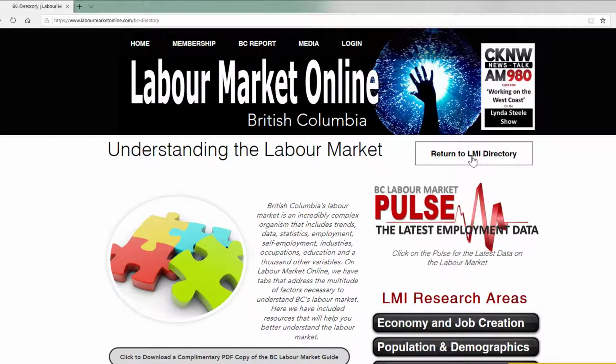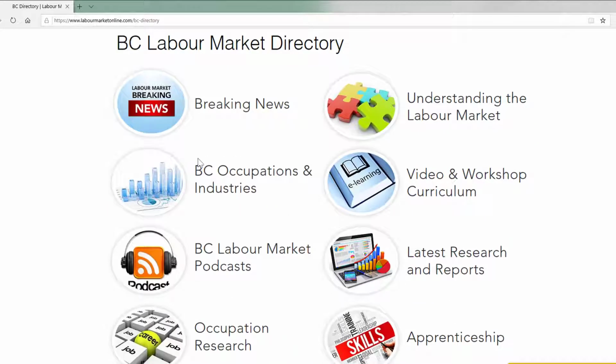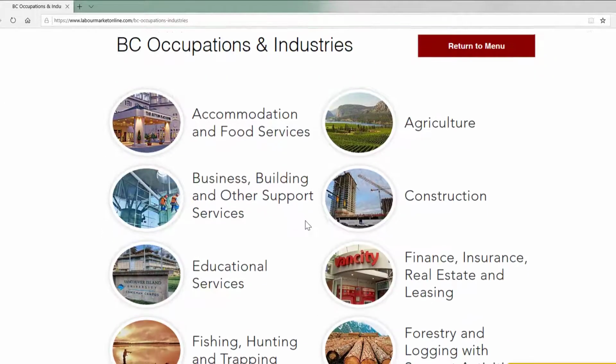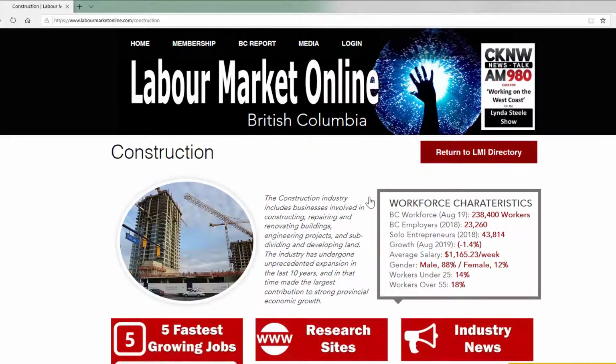We've organized it in a similar way for most sections. One of the most interesting of which is BC occupations and industries. In putting this together, we wanted to focus on industries in one section, but we felt that occupations were indelibly linked to that. So for instance, if we click on construction as an example, we immediately get our construction page.